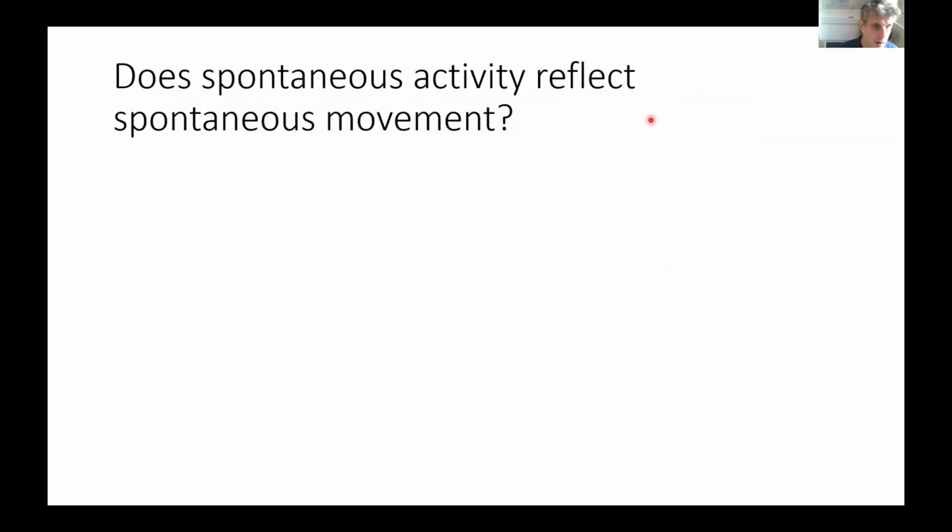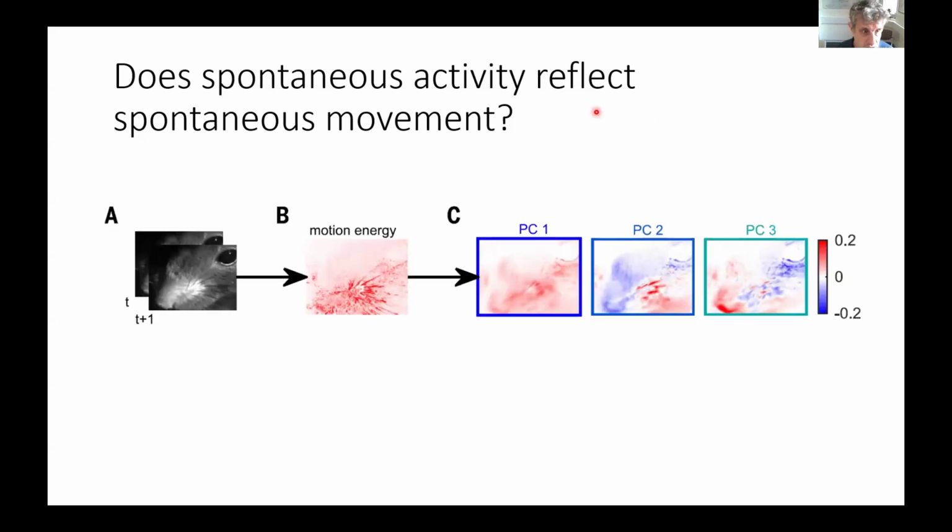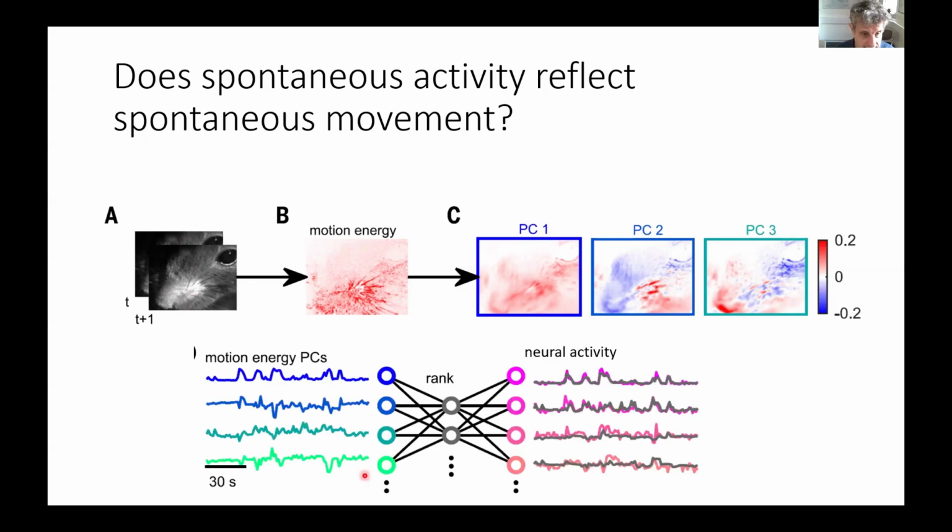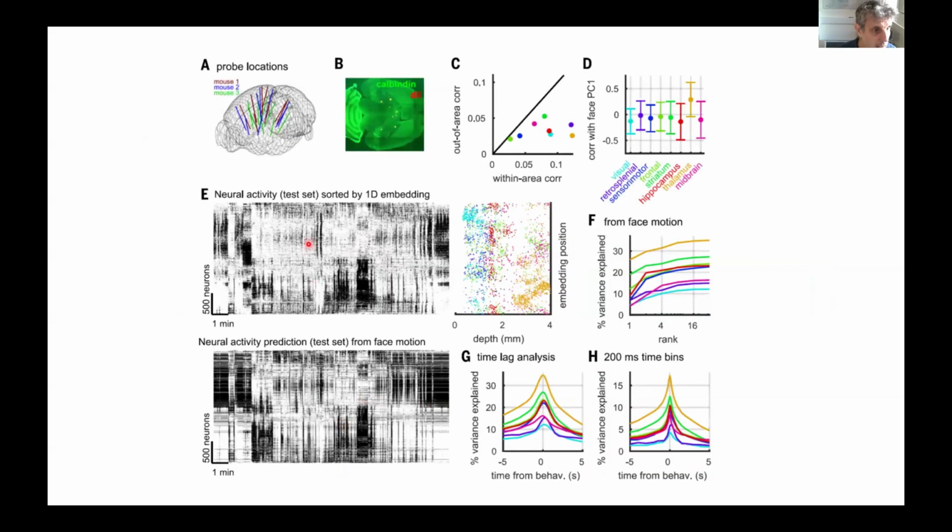The one thing we know, though, is that it's got a lot to do with spontaneous movements. And you can show that if you take video just of the mouse's face, compute motion energy of that video. So you take a difference between successive frames, and then you do principal component analysis. You get some numbers summarizing the mouse's face, and you can use that to predict neural activity, which is shown here in the case of some Neuropixels recordings.